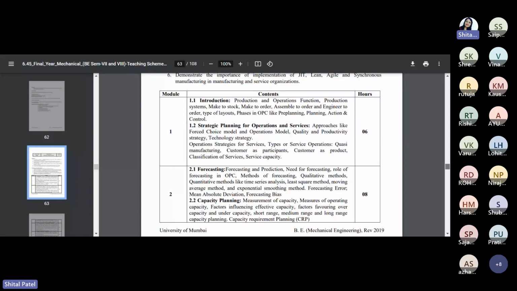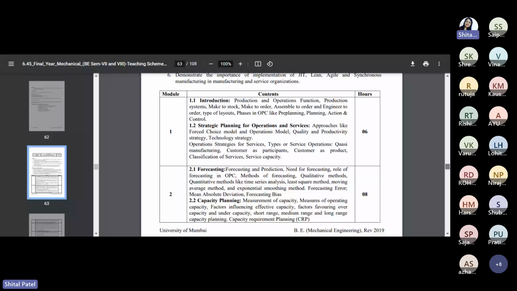Now let's talk about module number 2. Now, module number 2 comprises two parts. The very first is forecasting, and rarely have theoretical questions been asked from this particular topic, forecasting. Forecasting has always been asked in the university in terms of a numerical of 10 marks.